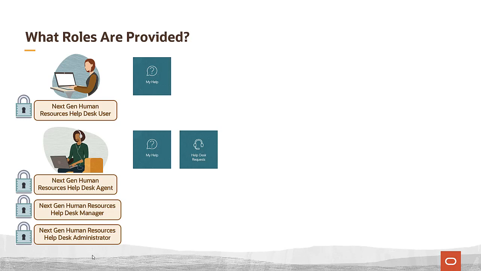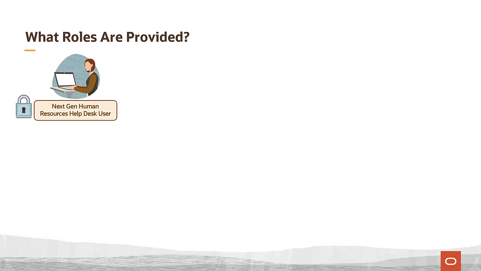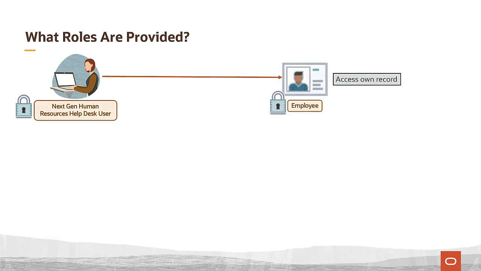In addition to the 4 help desk roles, there are 2 roles that are used to manage data access. For help desk users, there's the employee role. The employee role allows users to access and manage their own records. All employees are automatically assigned the employee role, so typically you don't need to assign this role.